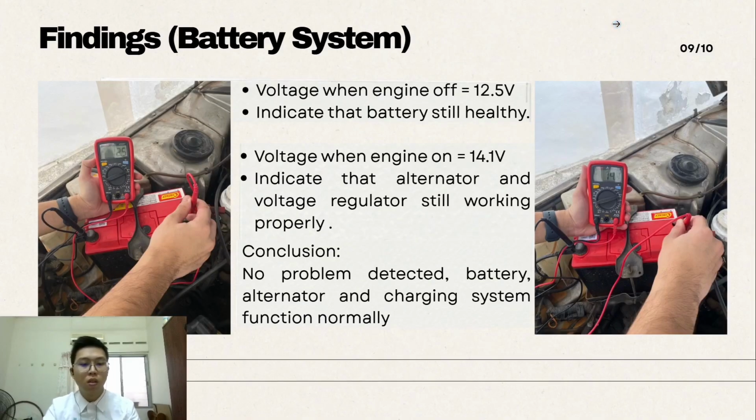So this is our findings. Based on the test, when the engine is off, the battery voltage is 12.5 volts, which indicates that the battery is in good condition. When the engine is running, the voltage increased to 14.1 volts, showing that the alternator and voltage regulator are working properly. Therefore, we can conclude that no problem was detected and both the battery and charging system are operating normally.